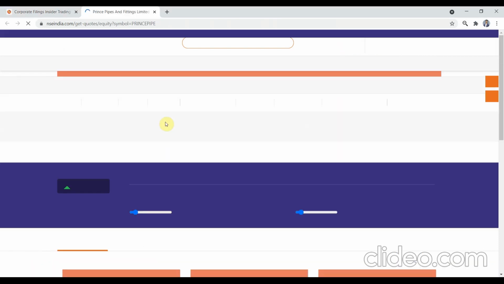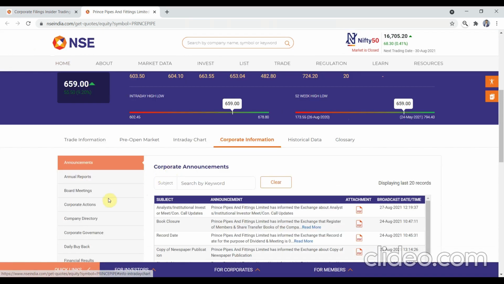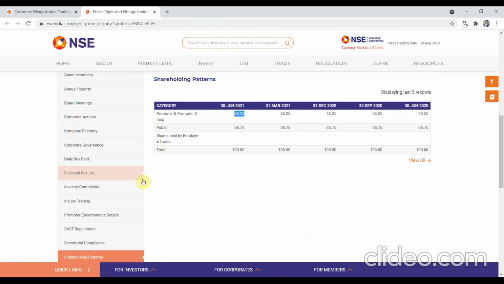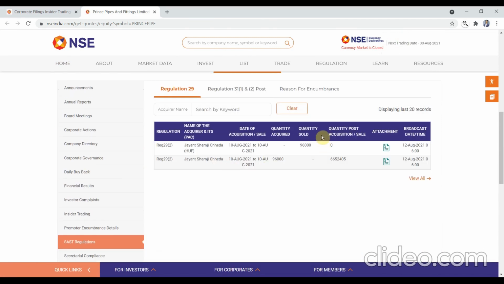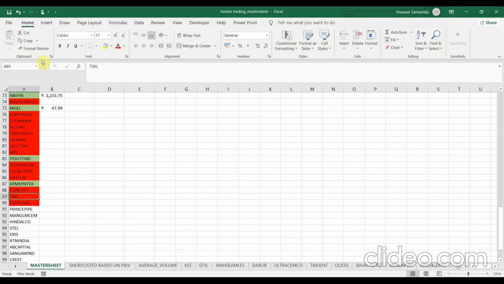Let's click on this symbol. Going to corporate information. Let's check the shareholding pattern. Shareholding looks good. Going to SAST regulation. Yeah, there was a selling reported on 12th of August. So I'll mark this stock as red. Moving on.